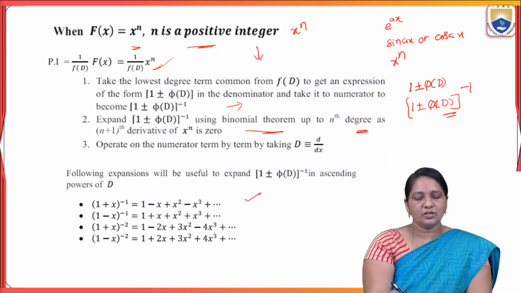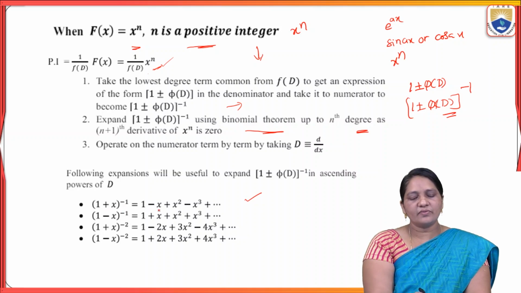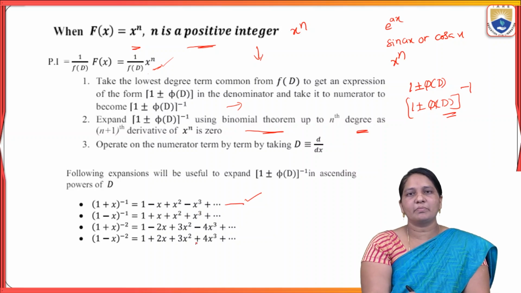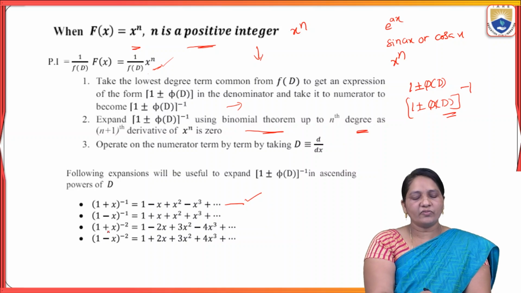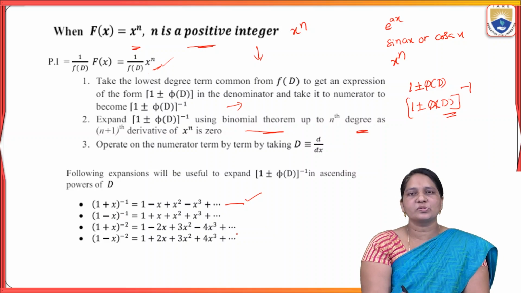We can observe here. If you are having 1 plus x whole inverse, we can write this as 1 minus x plus x square minus x cube plus and so on. Alternately plus and minus, with 1, x, x square, x cube like this. If you are having 1 minus x whole inverse, here also minus and power also minus, that means here we are going to get all positive values. So 1 plus x plus x square plus x cube plus and so on.